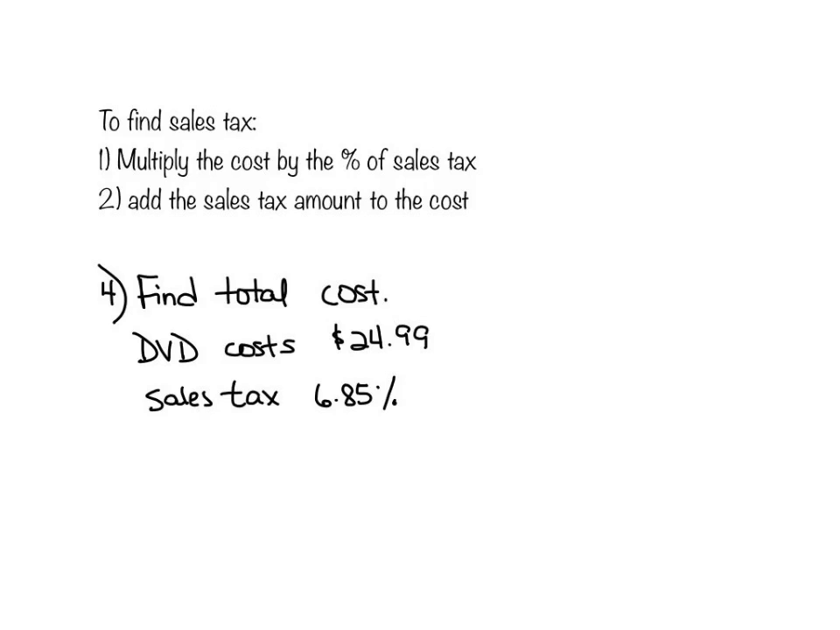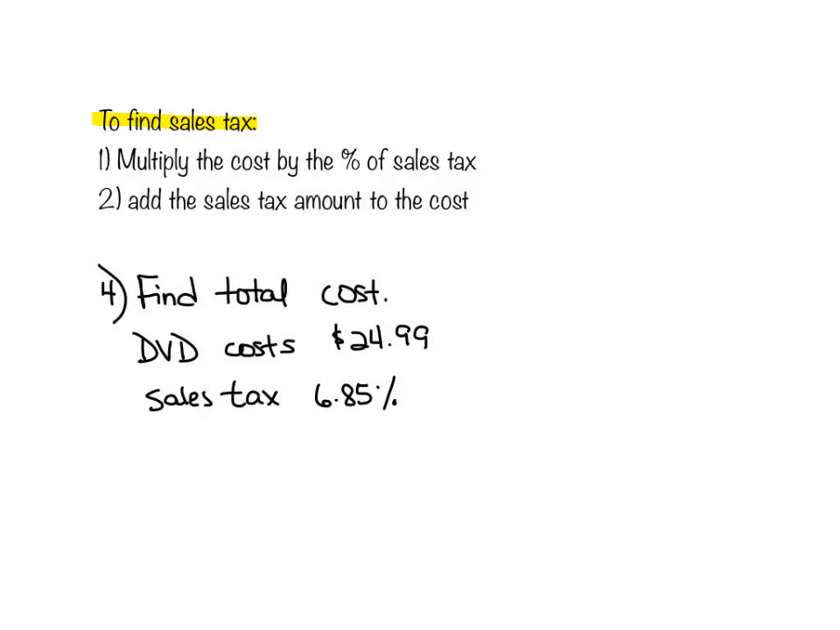Okay, in this lesson we will also be finding sales tax. So let me give you the steps to find the sales tax. To find sales tax, number 1, multiply the cost by the percent of sales tax. Number 2, add the sales tax amount to the cost. Okay, so here we go. Number 4, find the total cost.